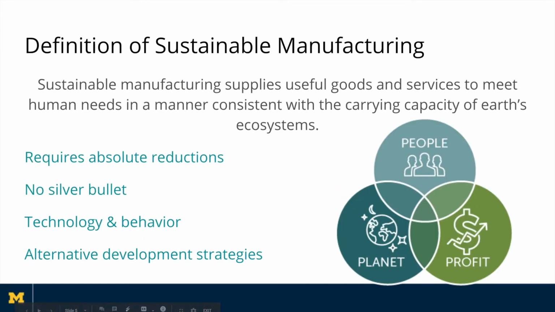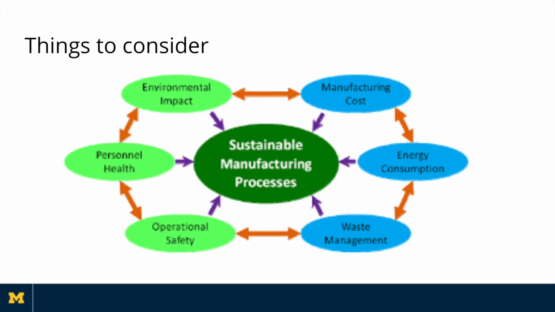One thing we can do as engineers is to promote sustainable manufacturing practices. This means considering people and the planet as well as profit. Sustainable manufacturing supplies useful goods and services to meet human needs in a manner consistent with the carrying capacity of the Earth's ecosystem. However, the thing about the manufacturing sector is that it requires absolute reductions, not just efficiency improvements. There's no silver bullet to fixing this problem. It involves a change in both technology and behavior, and it requires us to consider alternative development strategies for the future. There are many things to consider with regards to sustainable manufacturing processes. As you can see in this graphic, manufacturing cost, energy consumption, waste management, operational safety, personal health, and environmental impact are a few. Let's dive into it.